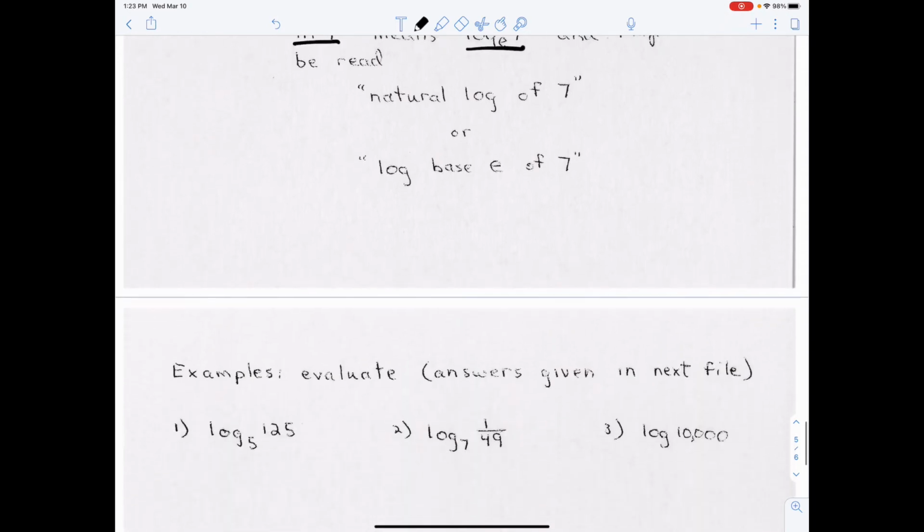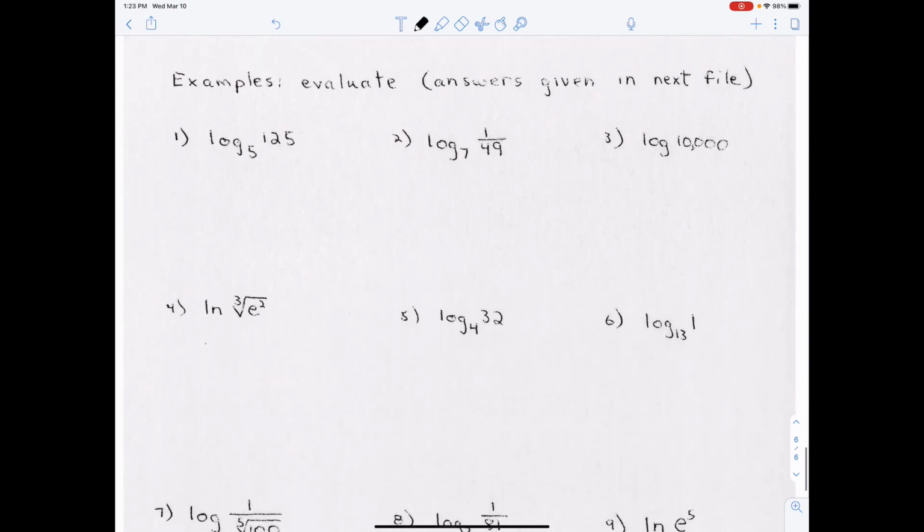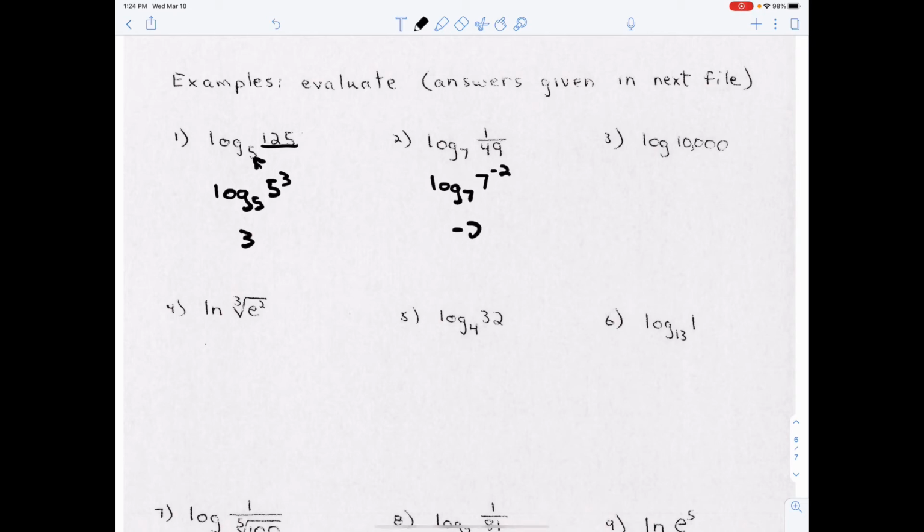Okay? Now, let's just take a look at a bunch of examples. So you should stop and try these on your own. Remember, what you want to do is get this number to have that base. So how can I rewrite 125 as 5 to a power? 5 to the third. So the answer is 3. I have the bases the same, you tell me the exponent. How can I write 1/49th as 7 to a power? It's 7 to the negative second. Remember, you need to understand negative exponents and fractional exponents. So the answer is negative 2.